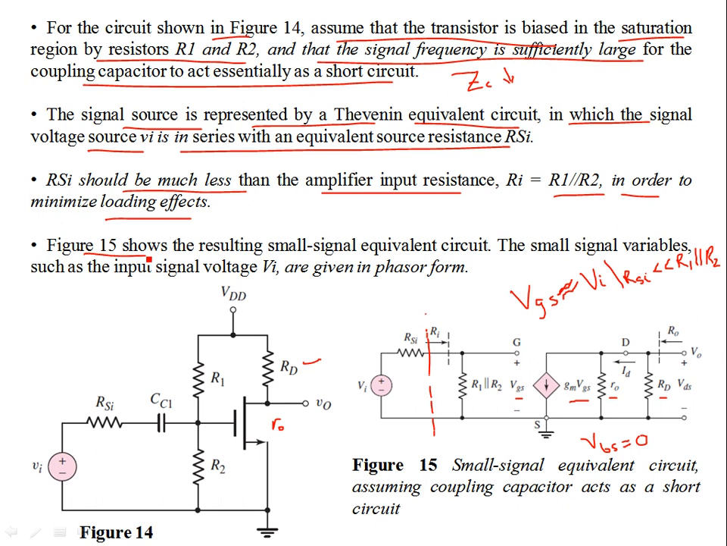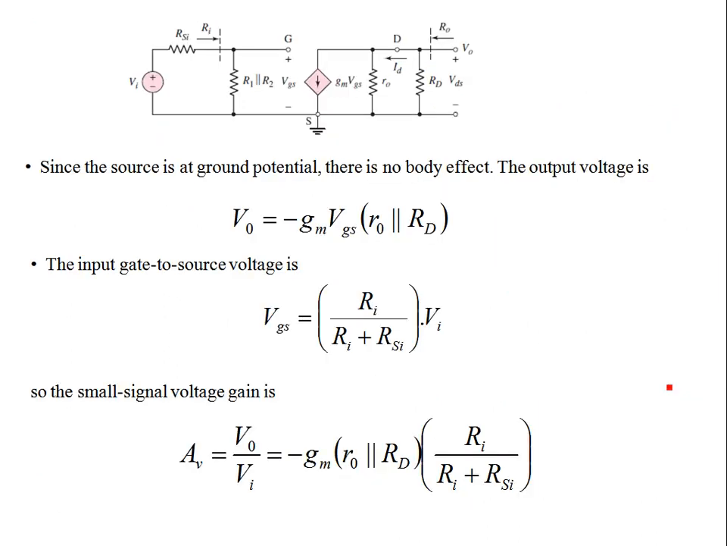So figure 15 shows the resulting small signal equivalent circuit. The small signal variables, such as the input signal voltage VI, are given in phasor form. Since the source is at the ground potential, there is no body effect. We already talked about VSB being zero, so there is no potential difference between the body bulk and the source. So we are not considering any body effect.